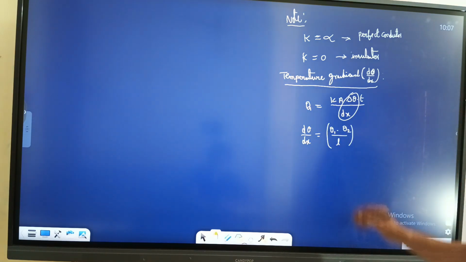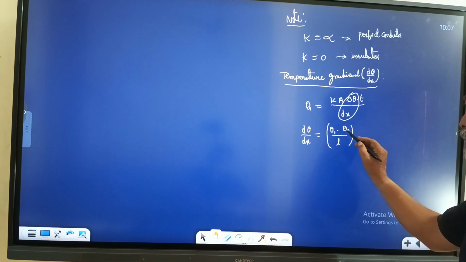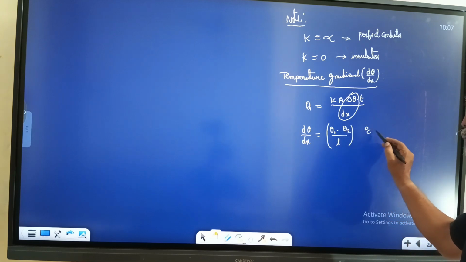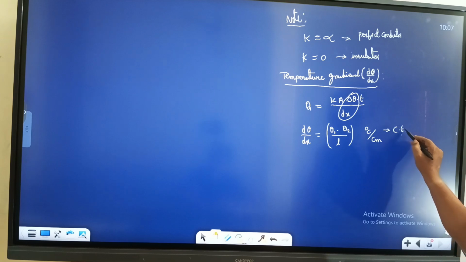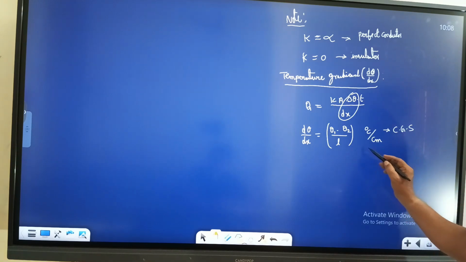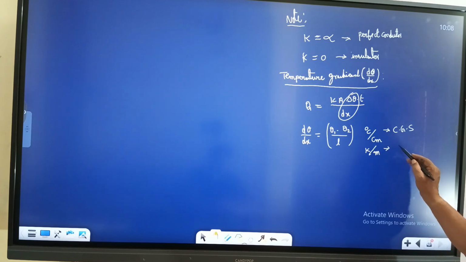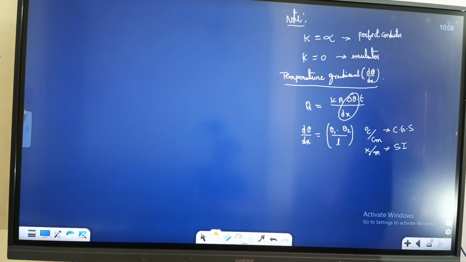So what is the unit? The unit is degree centigrade per centimeter. This is the CGS system. Kelvin per meter in the SI system. So this is the temperature gradient.